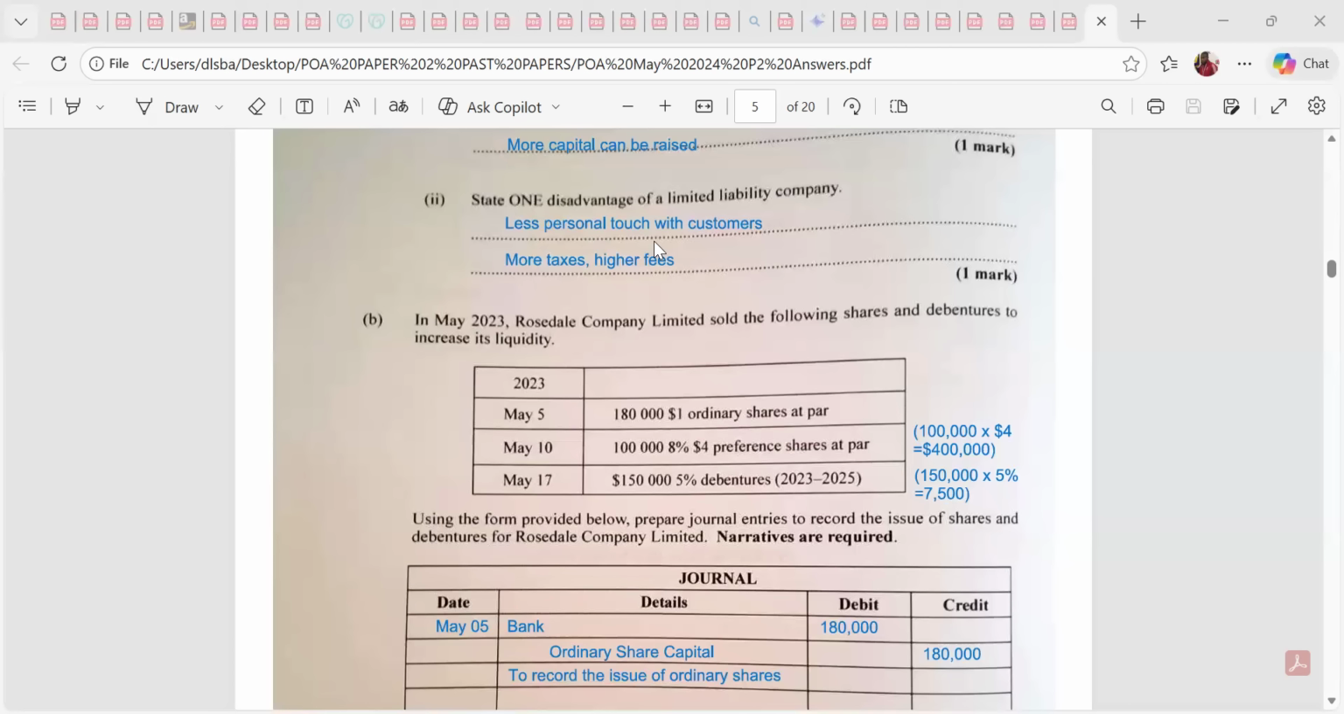Preference shareholders are not allowed to vote, but they get paid before ordinary shareholders. Ordinary shareholders are allowed to vote, but they get paid last. Preference shareholders, the percentage that they get in dividends stays the same. Ordinary shareholders, it varies based on how well the company does. The debenture holders get paid before both of them.